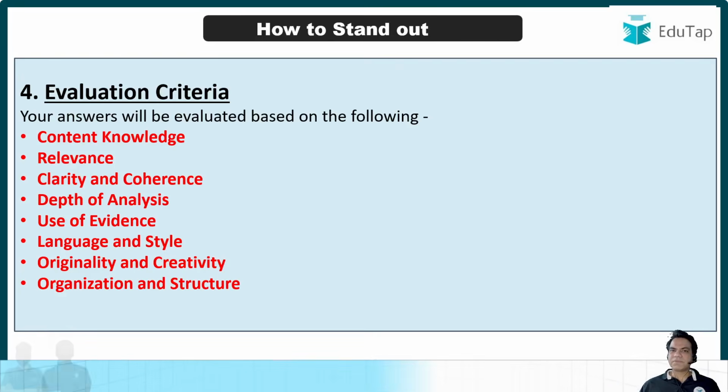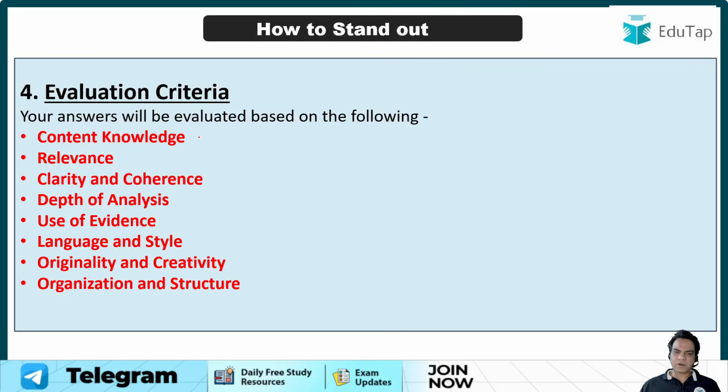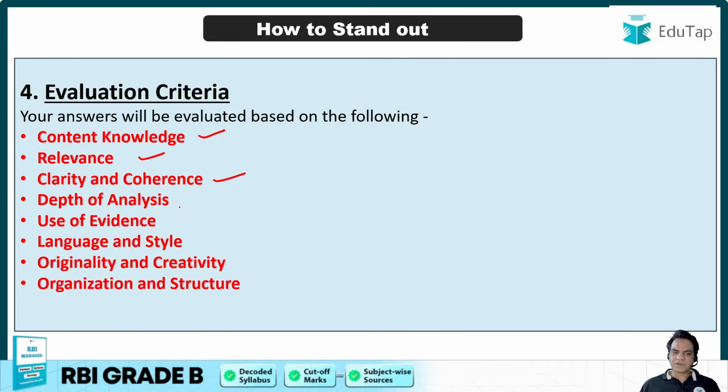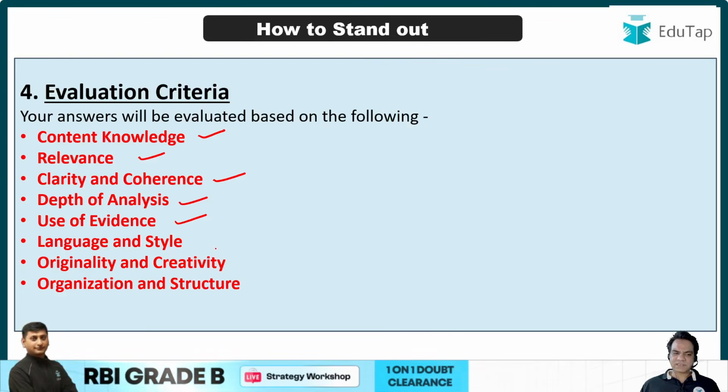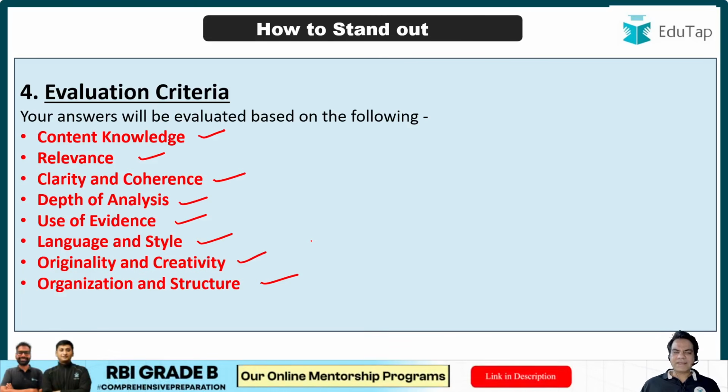Then many students have this dilemma: Sir, on what criteria will our answers be evaluated? Your answers will be evaluated on the basis of the following: your content knowledge, relevance to the topic, clarity and coherence of your ideas, depth of the analysis and the thesis that you are giving, use of evidence, use of data points and statistics, language and style of presentation, originality and creativity, and organization and structure of your answers. So these are 8 core points of evaluation in your exam.